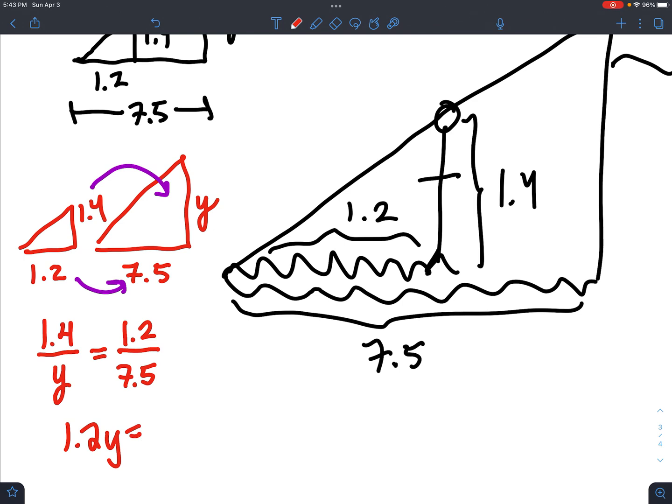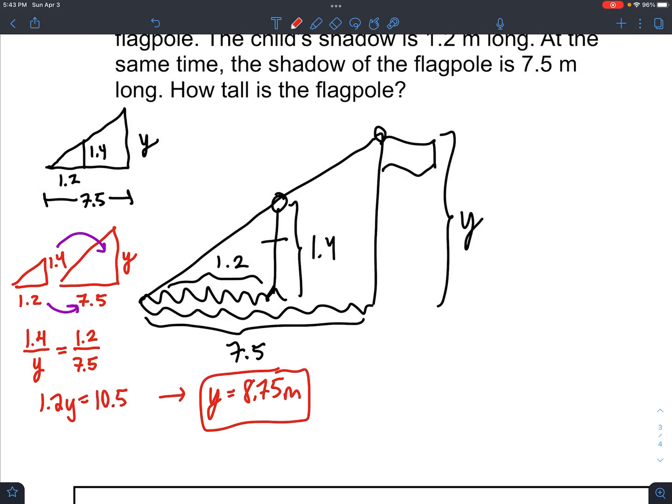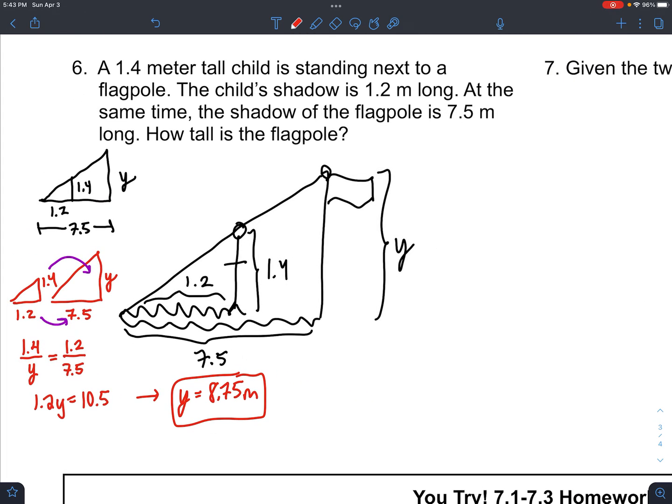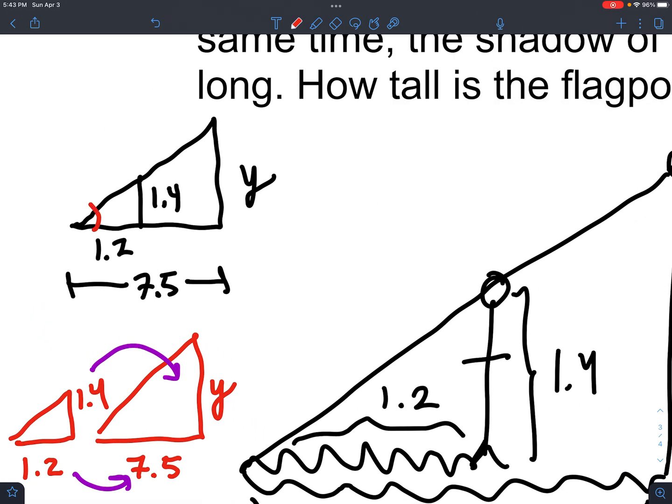So let me just calculate this for us real quick. So we'll cross multiply. So I get 10.5, which means that y, if we divide that by 1.2, we get 8.75 meters. Remember that meters is important here in the discussion. But they are similar triangles by AA. Again, this angle matches, and so does this angle, because they're parallel. So we definitely have two angles that match here.